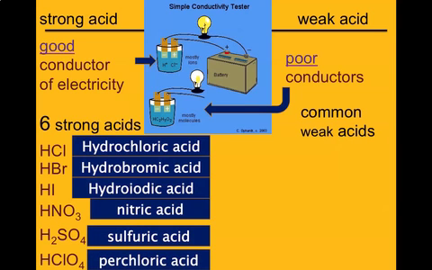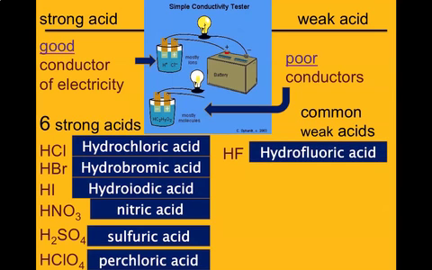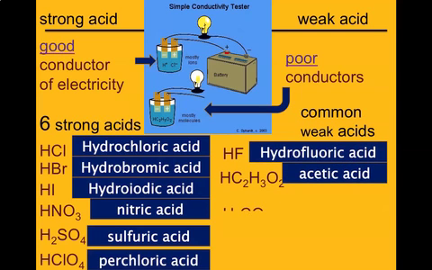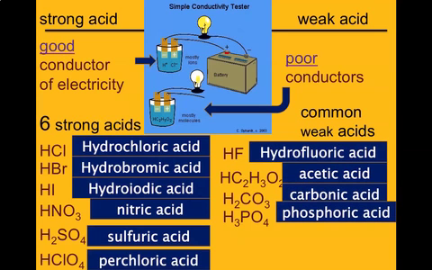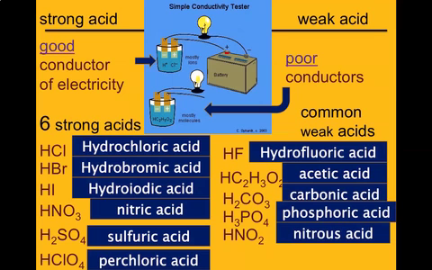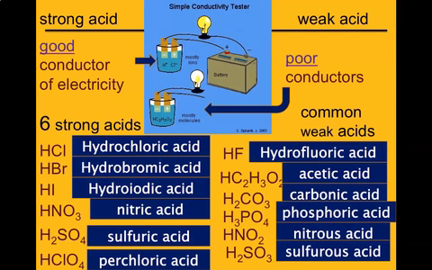Anything that's not one of those 6 strong acids is considered a weak acid. Here's a couple common ones that you'll come across, but as I said before, anything that's not on that list of 6 will be weak. Hydrofluoric acid is a common weak acid. Acetic acid, like vinegar. Carbonic acid. Phosphoric acid. And nitrous acid. And sulfurous acid. So those are some examples of weak acids, but you don't have to memorize weak acids. You just have to know the 6 strong ones, and anything that's an acid that's not one of the 6 strong ones will be weak.